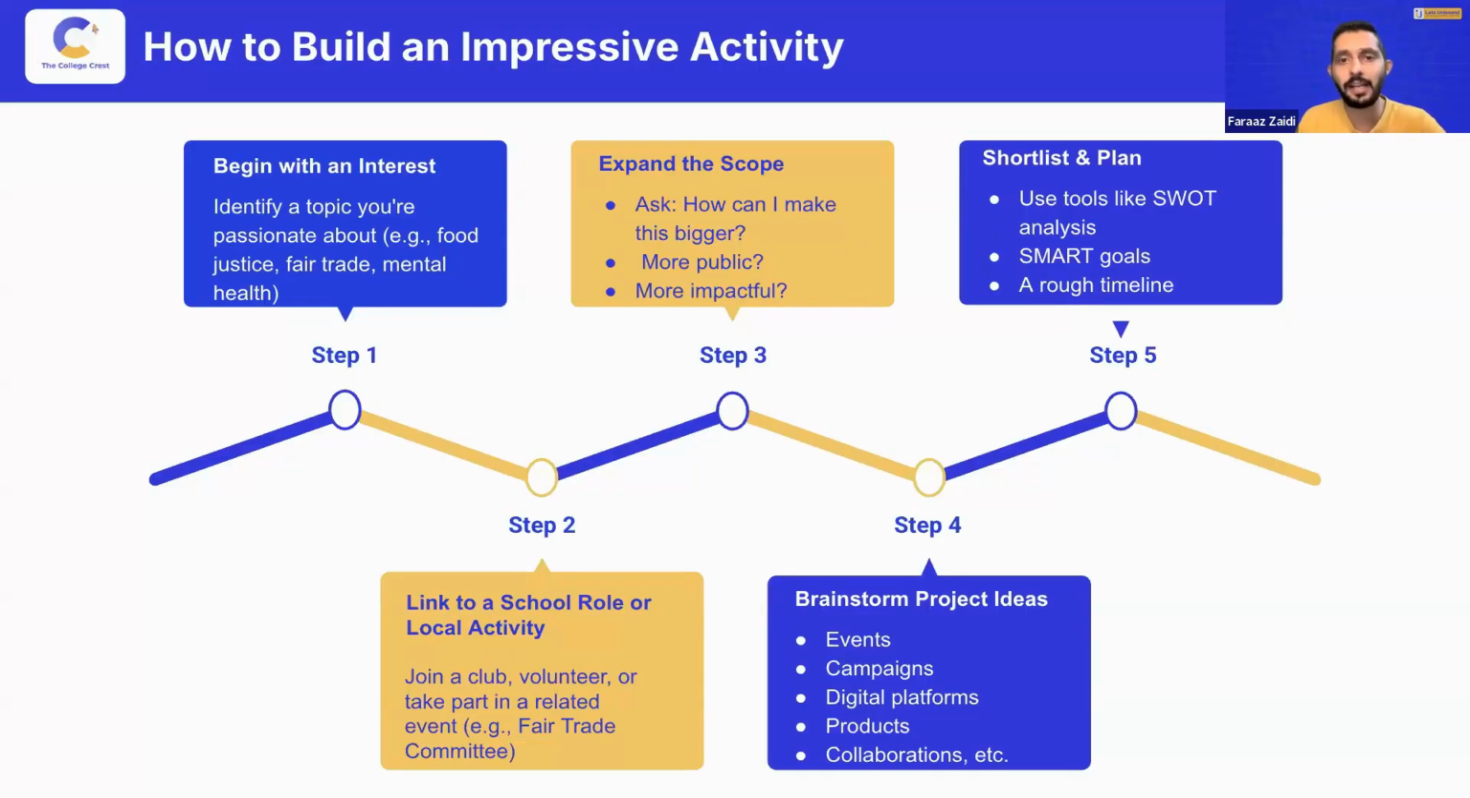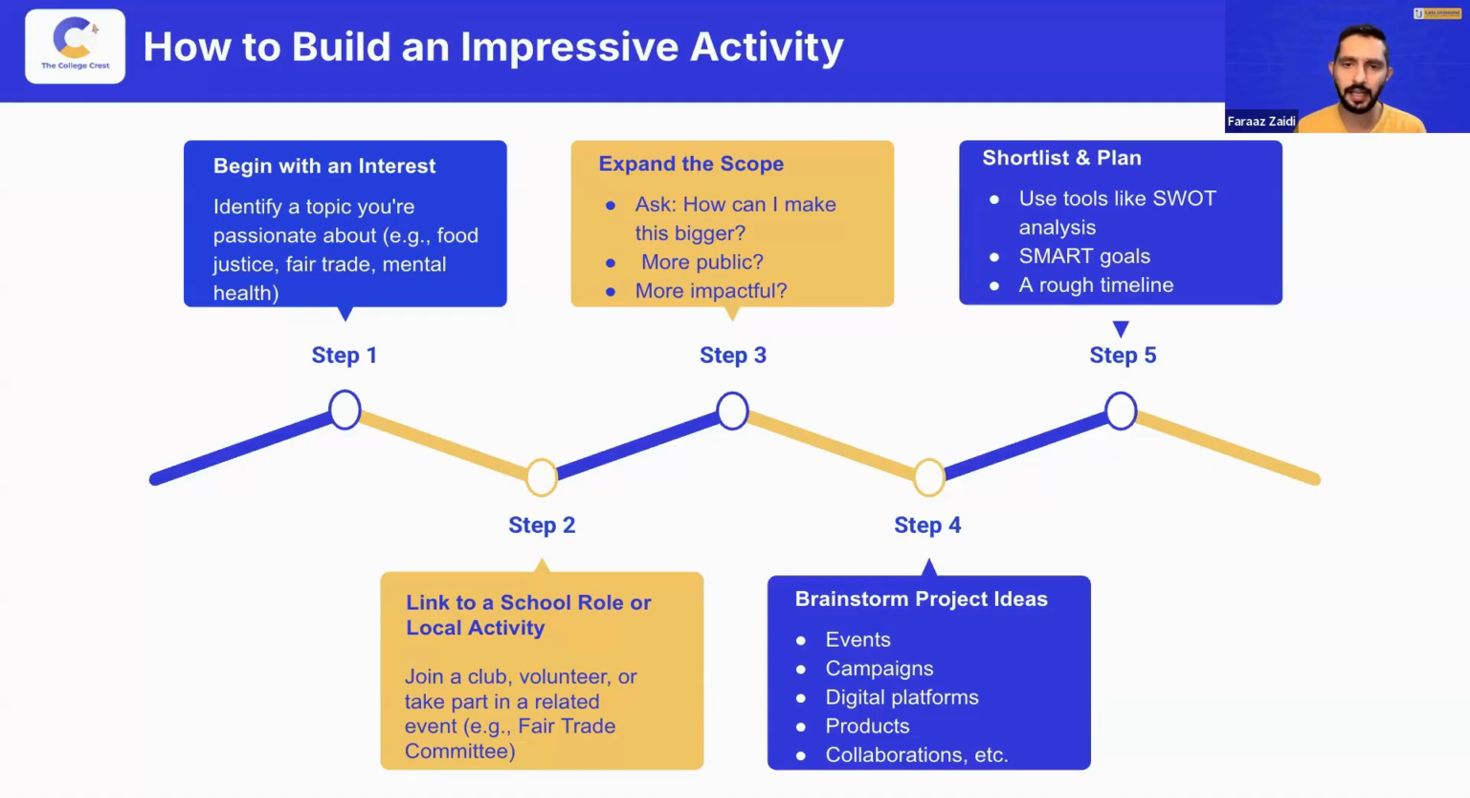Step four then becomes brainstorm those project ideas. She started brainstorming. Some of the ideas included running a social media campaign, organizing school workshops, and eventually the most exciting one, creating the Fair Trade Festival, a public event that brought together vendors, students, and community members to promote awareness and change.